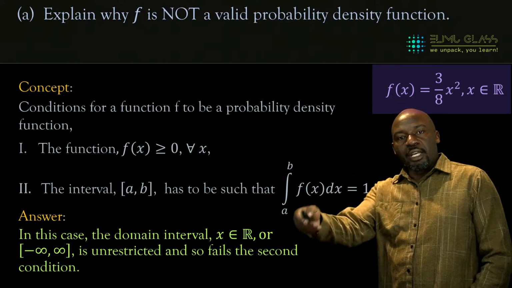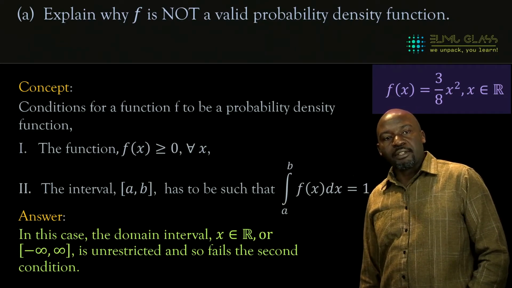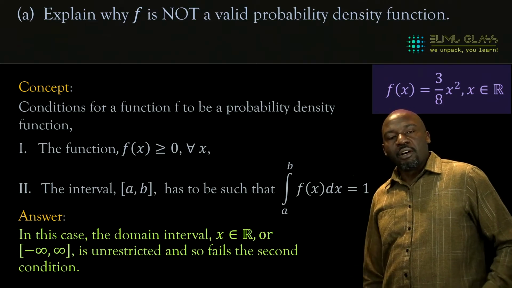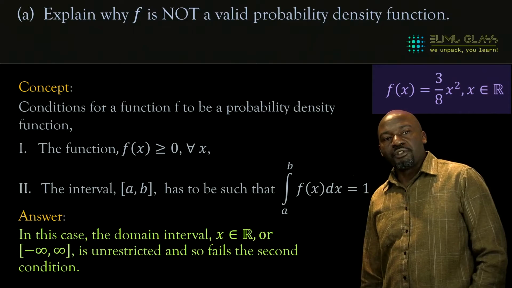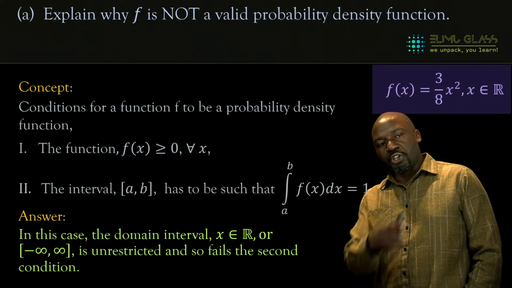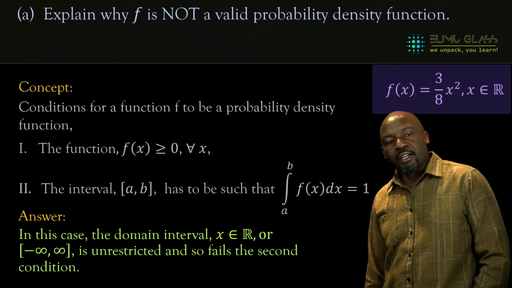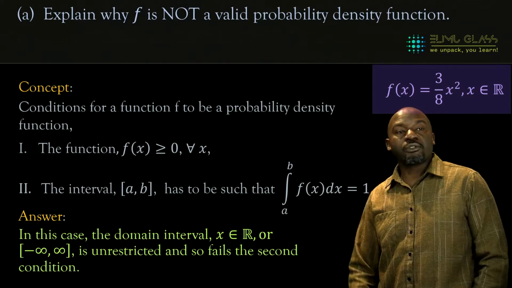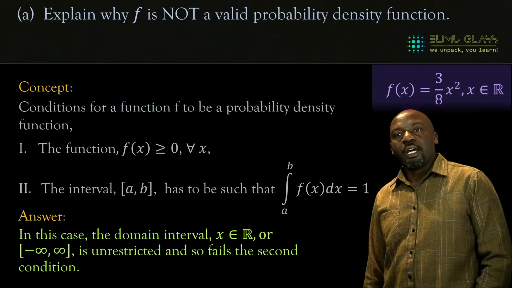So in this case, the domain or the interval, x is real, all real numbers, or x goes from negative infinity to infinity. It is an unrestricted domain, and so fails the second condition. The second condition being to find the area under the graph, which is going to be infinite. It's not going to be 1. So that's the answer to this particular question.